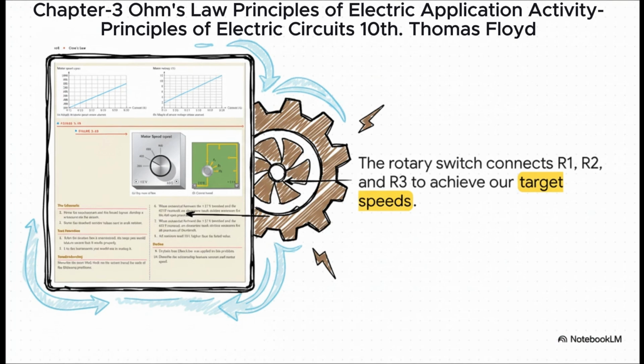That rotary switch is the real hero of the controller. As you turn the knob, it acts like a railroad switcher, connecting the power supply to the motor through a different path. Position 1 is a direct line, full speed ahead. But positions 2, 3, and 4 route the power through our calculated resistors, R1, R2, and R3, to give us those exact lower speeds we wanted.